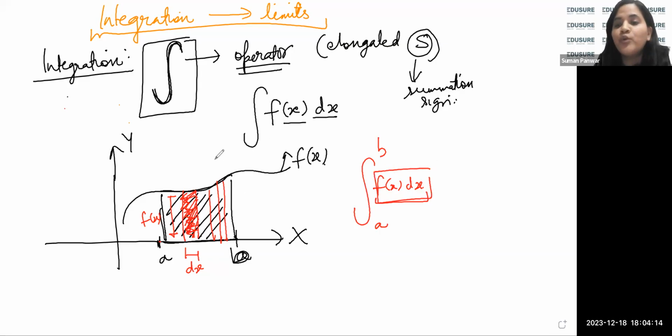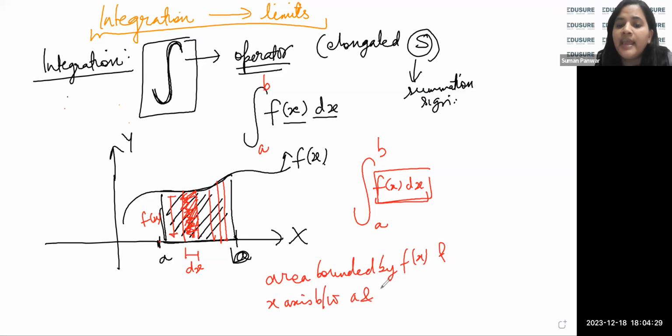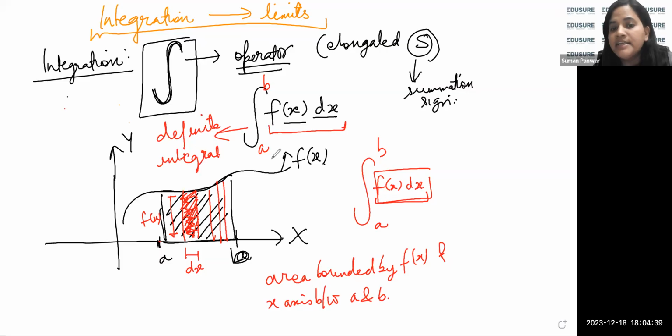So basically, what do I mean by integration? Integral from A to B of f(x) dx is nothing but the area bounded by f(x) and the x-axis between A and B. And this is known as a definite integral. Why is it known as a definite integral? Because I am calculating this integral from A to B.